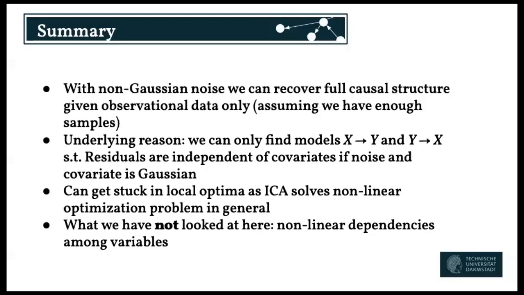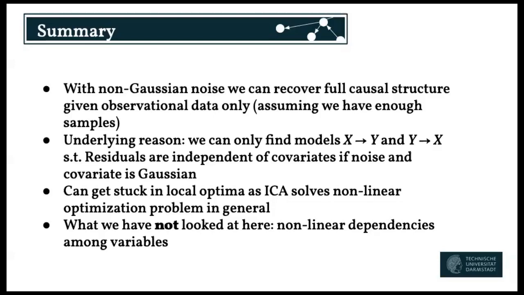So it's really about making things independent and kind of reverting the mixing process. And this permutation stuff, I mean, you can show it, but I think for this lecture, it's enough to kind of know that you have to do it. As a brief summary, with non-Gaussian noise assumed, we can recover the full causal structure given only observational data, which is great.